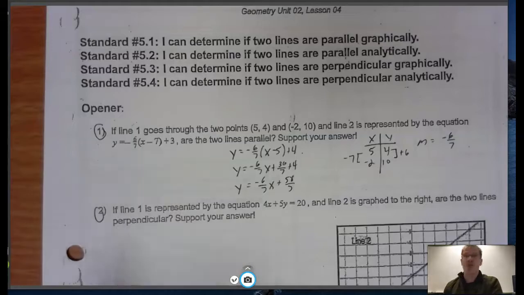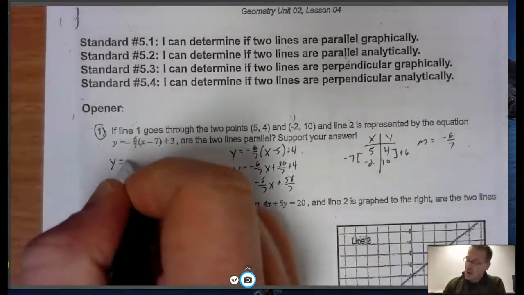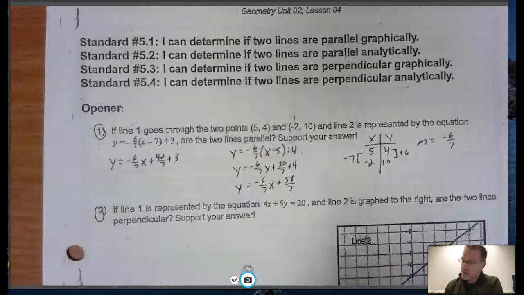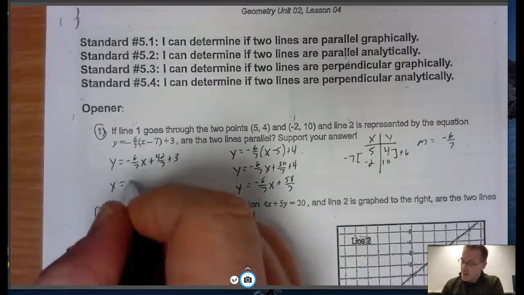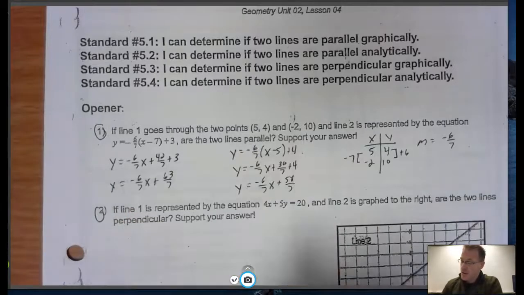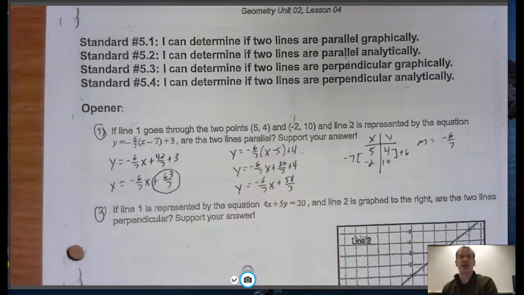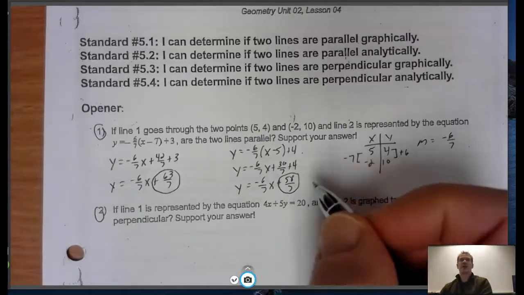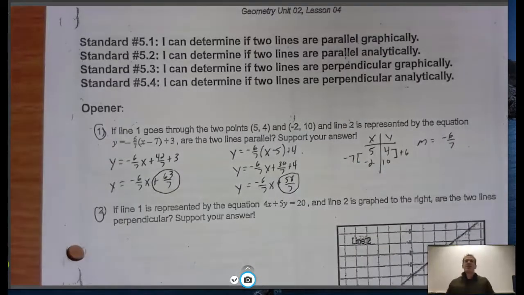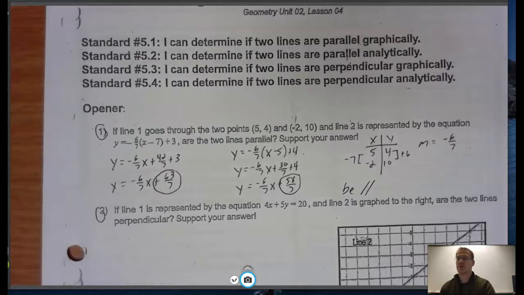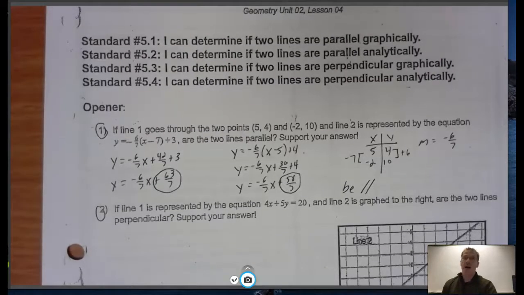Now let's distribute over here: negative 6 over 7x plus 42 sevenths plus 3. That 3 is 21 sevenths, so that's plus 63 over 7. We see the y-intercept here is 63 sevenths, which is 9, and this one is 58 sevenths. So they have the same slope but different y-intercepts. These would, in fact, be parallel. And there's a symbol for parallel if we haven't introduced that so far. Now let's look at number 2.